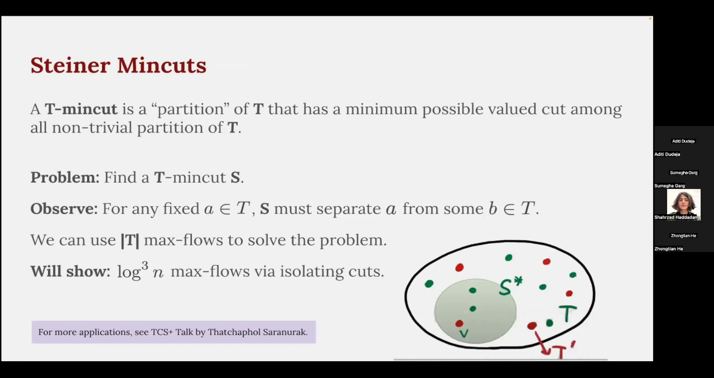The observation is that for a standard Mincut, if we fix any terminal A, then the standard Mincut must separate A from some terminal B. Right? So this leads to an algorithm using T Maxflow calls: you fix the vertex A, you enumerate all the vertices B, and you make a Maxflow call and take the minimum one. And we will show how to use polylog Maxflow calls via isolating cut.